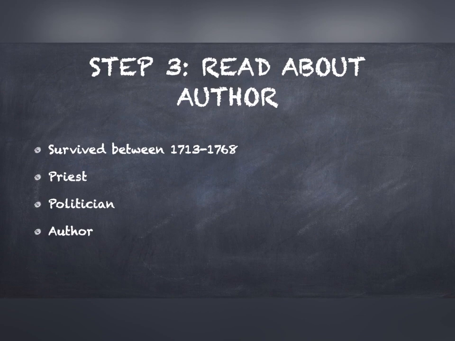he placed himself as the fictional author, that is Tristram Shandy. So now come to step number 3, about the author. Read about the author, because the author's background is very much required in order to understand what he is trying to tell in the novel. So this particular writer lived between 1713 and 1768. He was a priest, a politician, and of course an author.